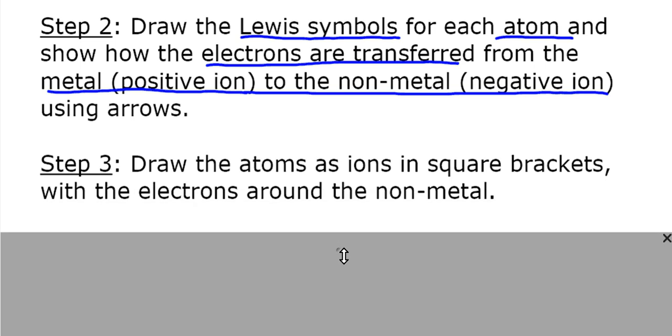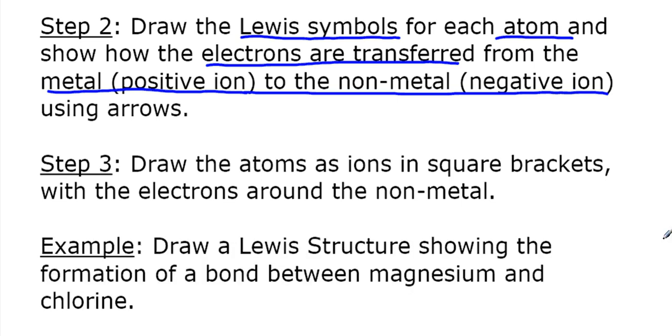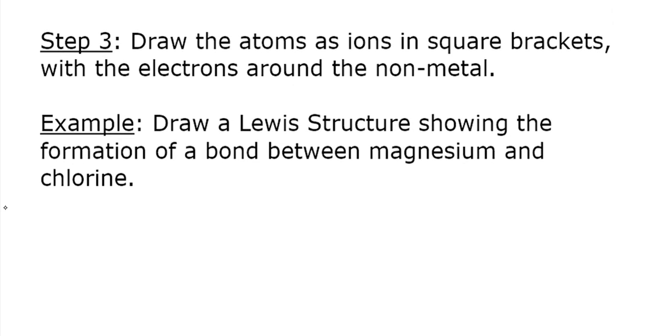Last step, draw the atoms as ions in square brackets, just like we saw before with those dot diagrams. We'll see those brackets again. And we put the charges around them. You'll see electrons are around the nonmetal, and there will be no electrons around the metal. So let's take a look at an example together.